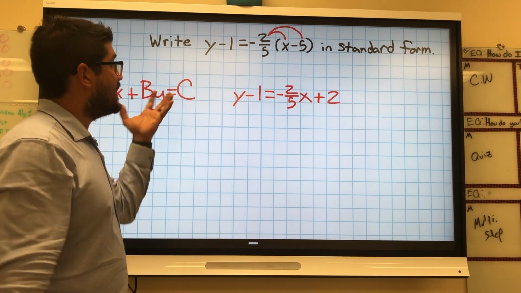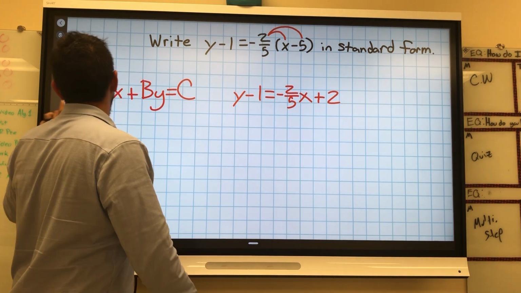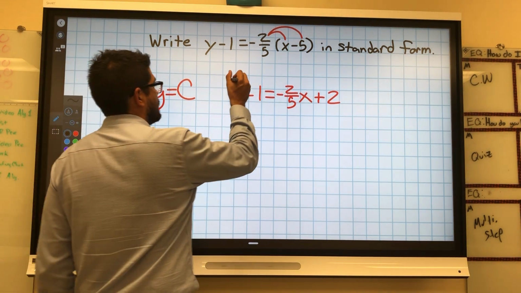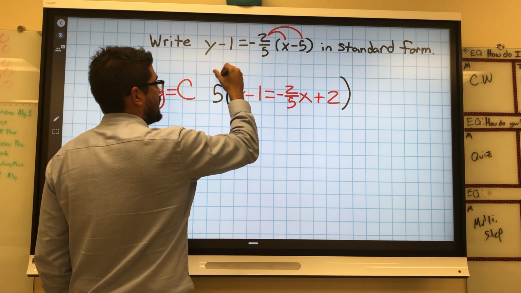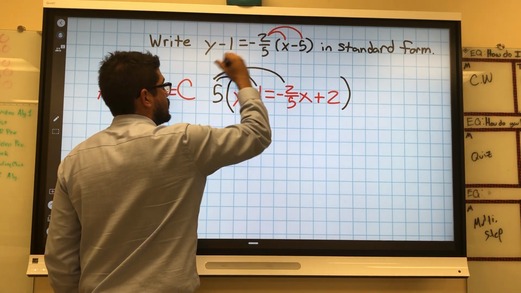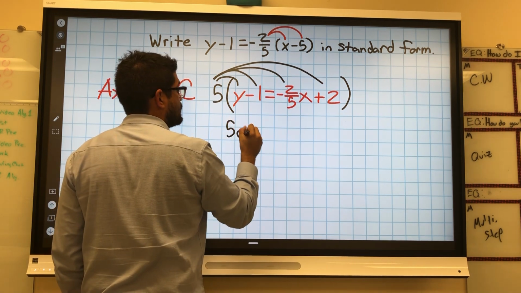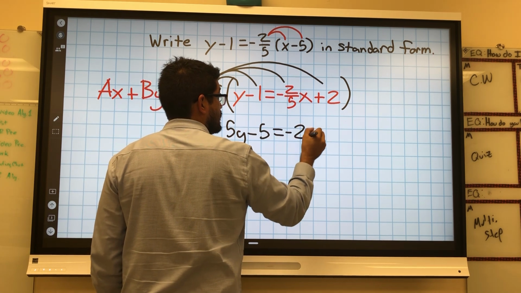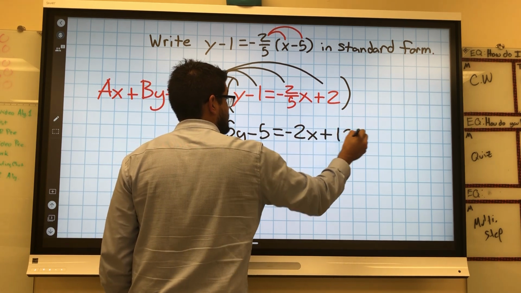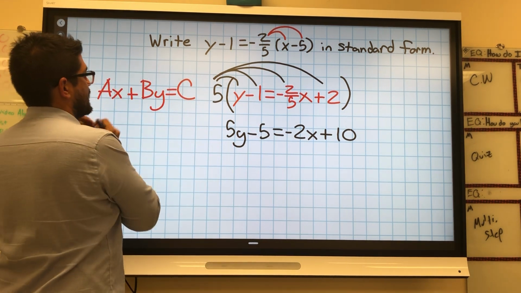Now the thing is, in standard form, you don't want to leave any fractions anywhere. So what's going to happen is I have to multiply everything in the problem by the denominator so that there's no fractions. So 5 is going to multiply with everything on both sides. So now it's going to end up to be 5y minus 5 equals negative 2x plus 10. Once this is done, your goal is to make everything look like this now.